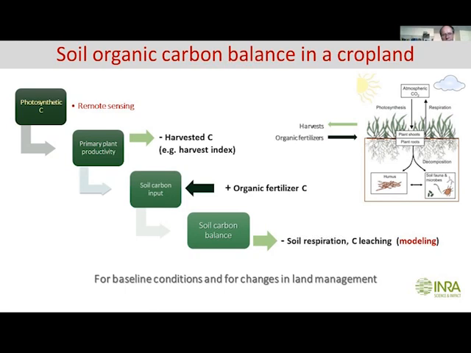We can readily measure in the field the harvested carbon, or we could estimate it from a harvest index. We can measure, or we may have statistical data or farm data on the amounts of organic fertilizers that are added. And we can model, knowing the supply of organic carbon to the soil, the fate of that carbon, model respiration, model leaching, and therefore calculate the soil carbon balance.